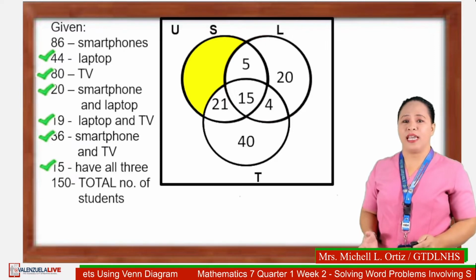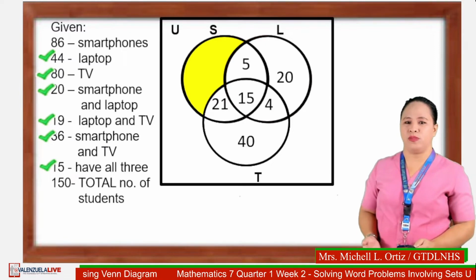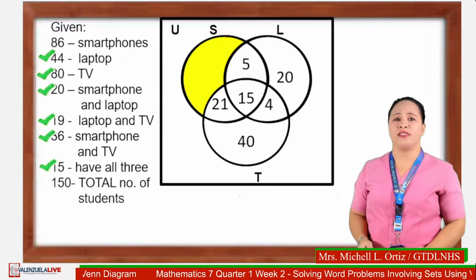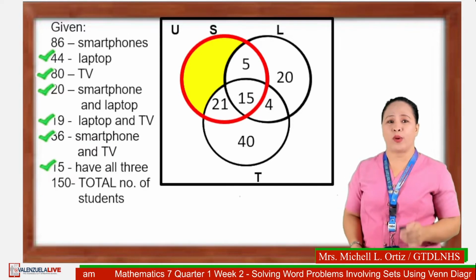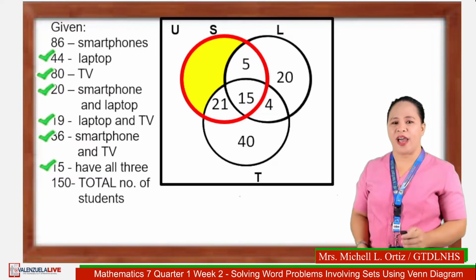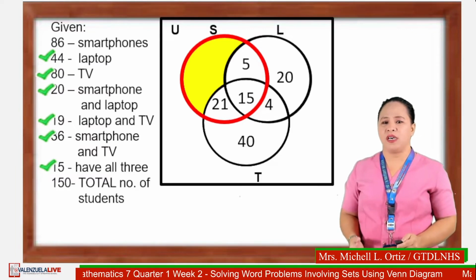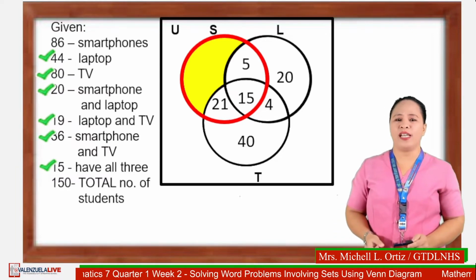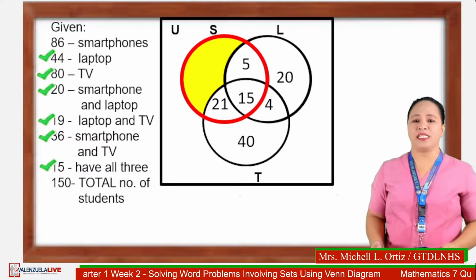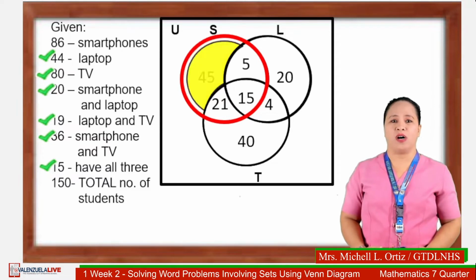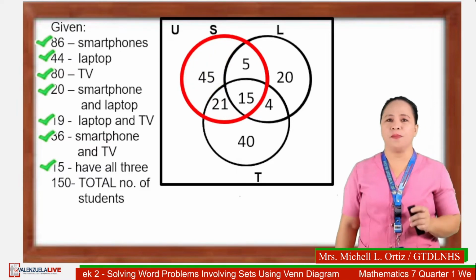Last one. 86 have smartphone. So we are referring to this whole region of the smartphone. But since we have already 21, 15, and 5 on other regions, then we're just going to fill in the yellow region. And that region must have a cardinality of 45 to complete 86.